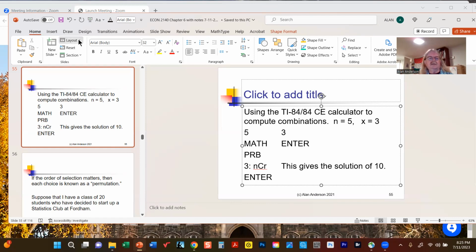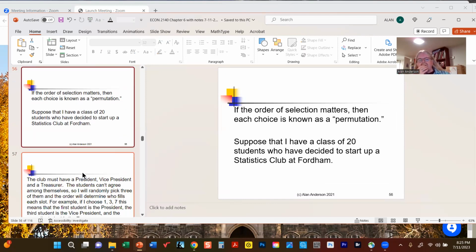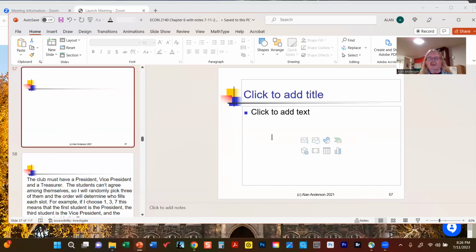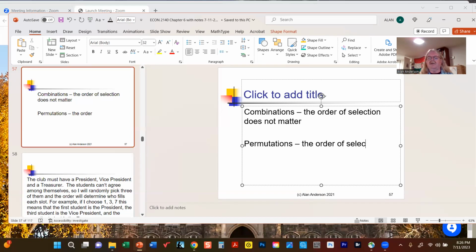All right, now. Here's another example. But this time, it's a little different, because the order in which I make my selections will matter. When that happens, each individual choice is referred to as a permutation. Okay? So let me summarize that here. So combinations, the order of selection does not matter. With permutations, the order of selection does matter.